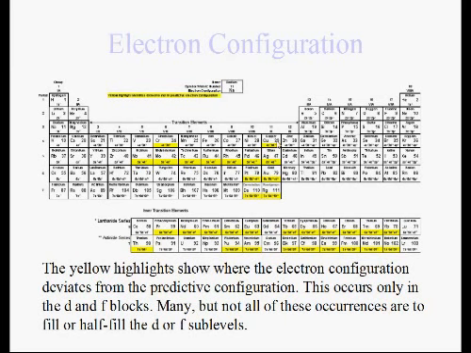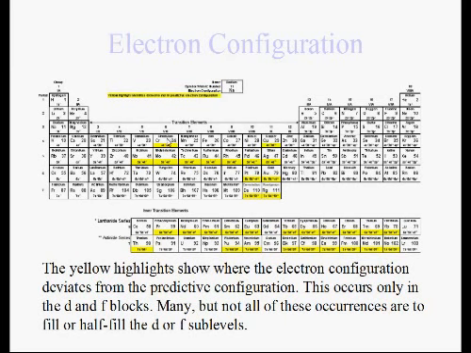In column 11, the noble metals: copper, silver, gold, and Roentgenium. For all these elements, the predictive electron configuration would say that there would be 2 s electrons and 9 d electrons. These are all finding that it is more energetically favorable to shift one of the s electrons over into the d, so we end up with a d10, and only an s1.